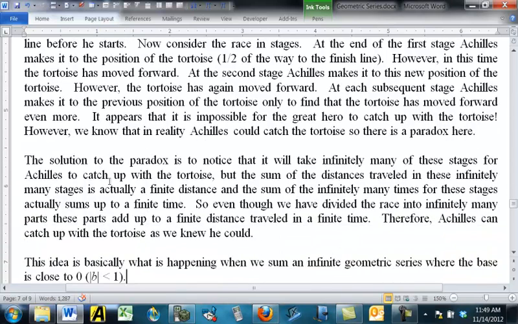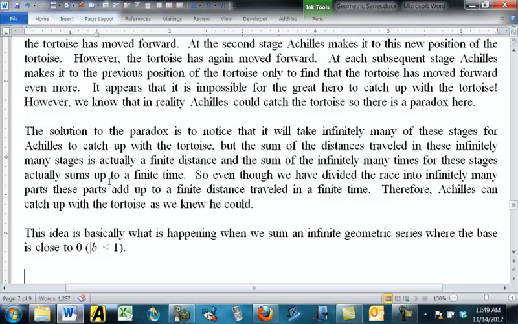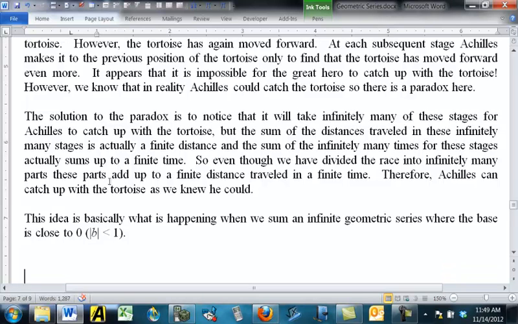Well, the solution to the paradox is to notice that it will take infinitely many stages for Achilles to catch up with the tortoise, but the sum of the distances traveled in these infinitely many stages is actually a finite distance, and the sum of the infinitely many times that it takes to do these stages actually sums up to a finite time. So even though we've divided the race up into infinitely many parts, these parts add up to a finite distance traveled in a finite time. Therefore, Achilles can catch up with the tortoise. Of course, we knew he could. So this is basically the idea of what's happening when we're summing an infinite geometric series where the base is close to 0.